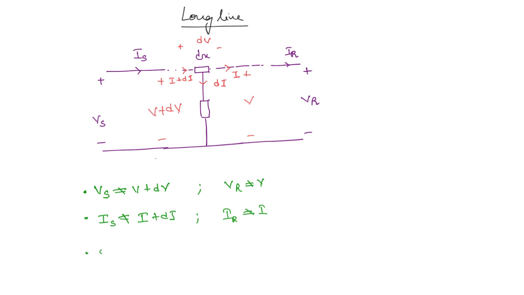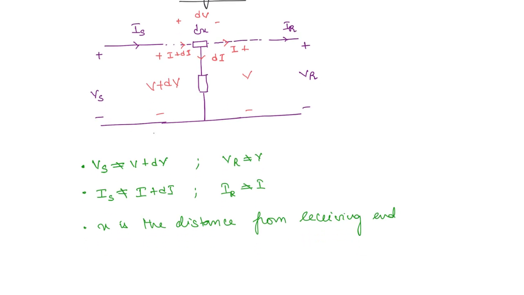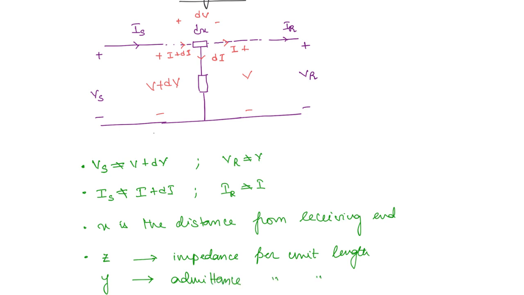Next, x is the distance from the receiving end. And then finally z is the impedance per unit length. This is small z. And what is the admittance? We will take it as small y. So this is the admittance per unit length.